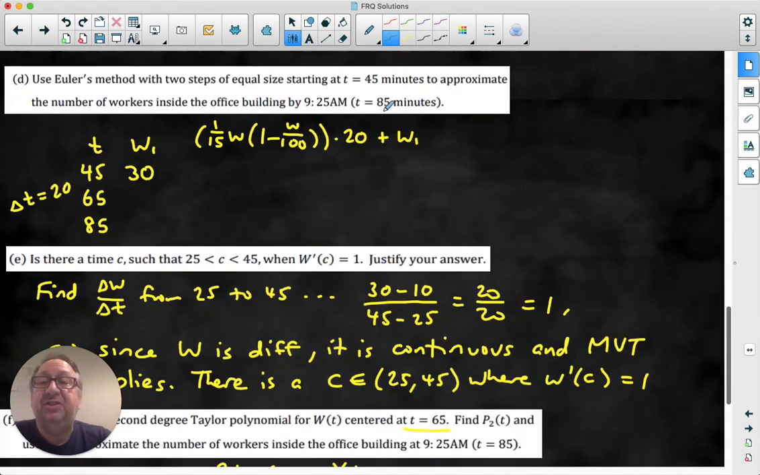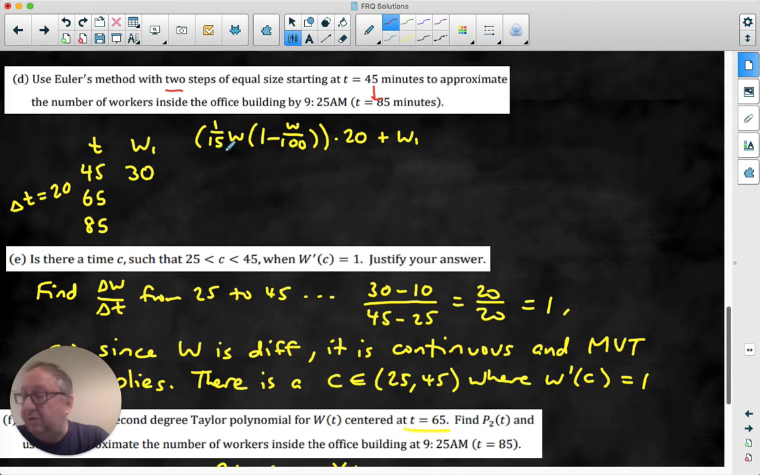Part D asks us to do an Euler's method problem here. So I set up the Euler's method. We have our t values, 45, 65, and 85, because it says 2 steps to get out to 85. That makes the delta t 20. In order to figure out the next w value each step along the way, it's going to be the slope given in the original statement of the problem. I wrote w's instead of y's. Delta t is 20, and the previous w value I called w1.